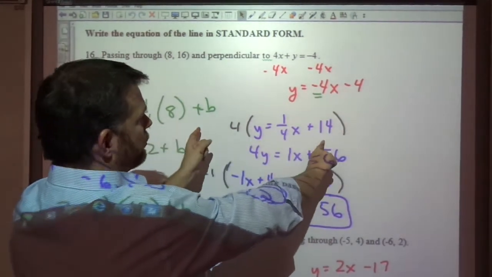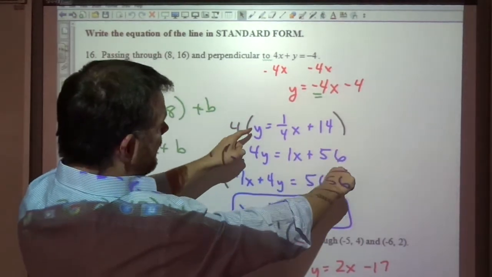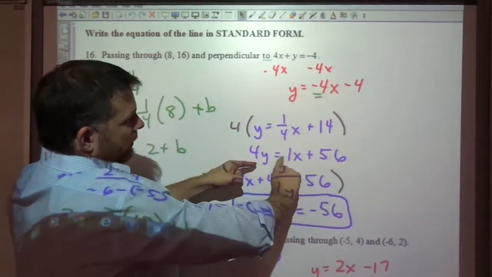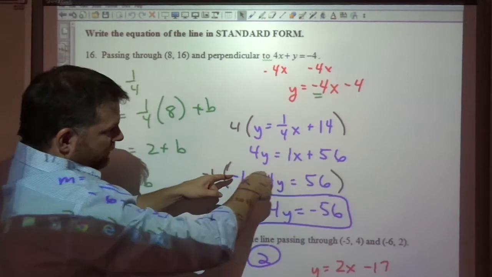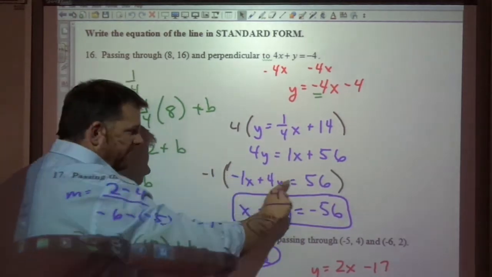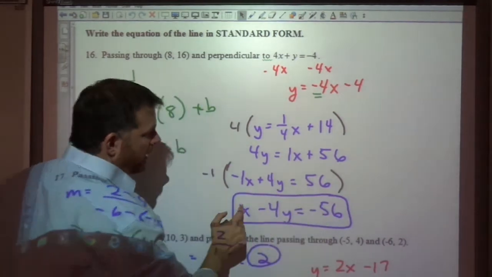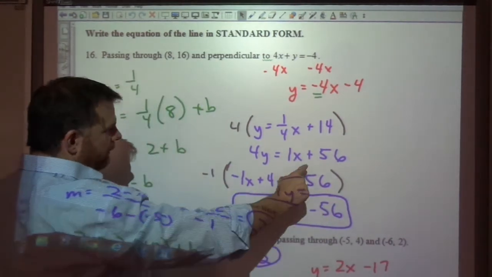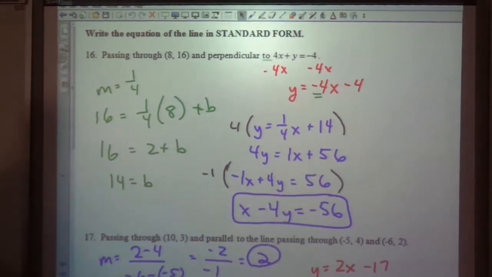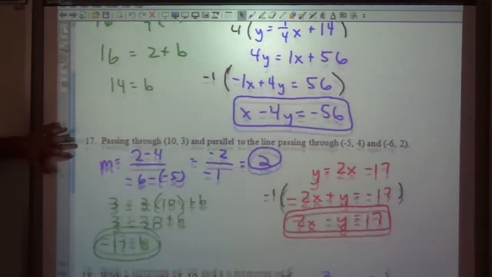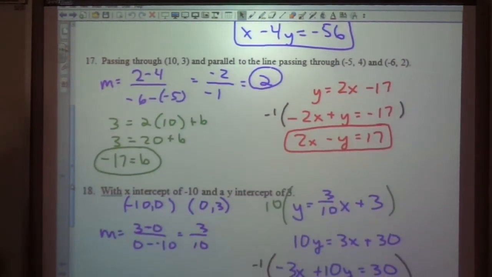I don't like fractions, we'll multiply everything by 4. I don't want x over here, I want it over here, so I'll subtract x. It gives me negative x on this side, but I want it to be positive, so we'll multiply by negative 1. That's 1x minus 4y minus 56. There's my standard form.